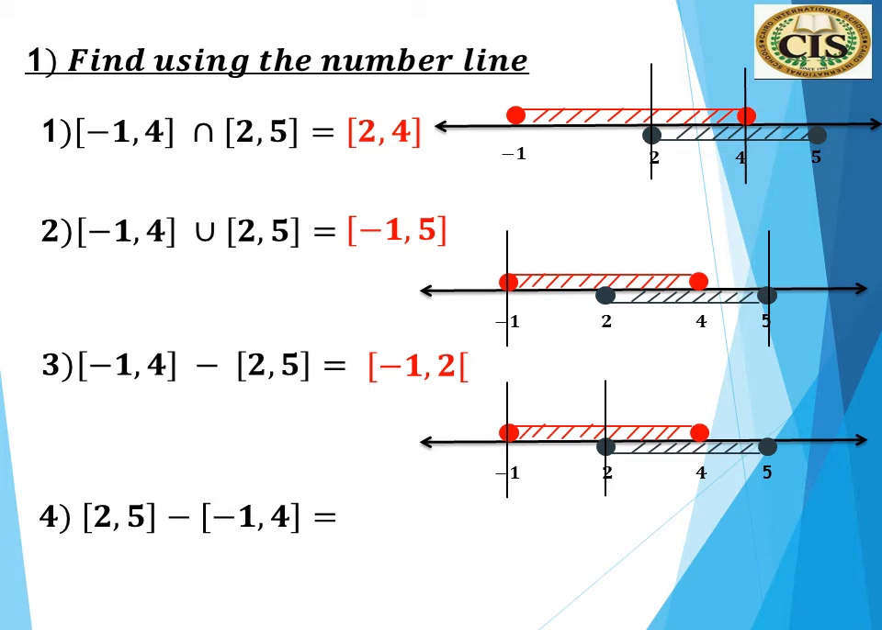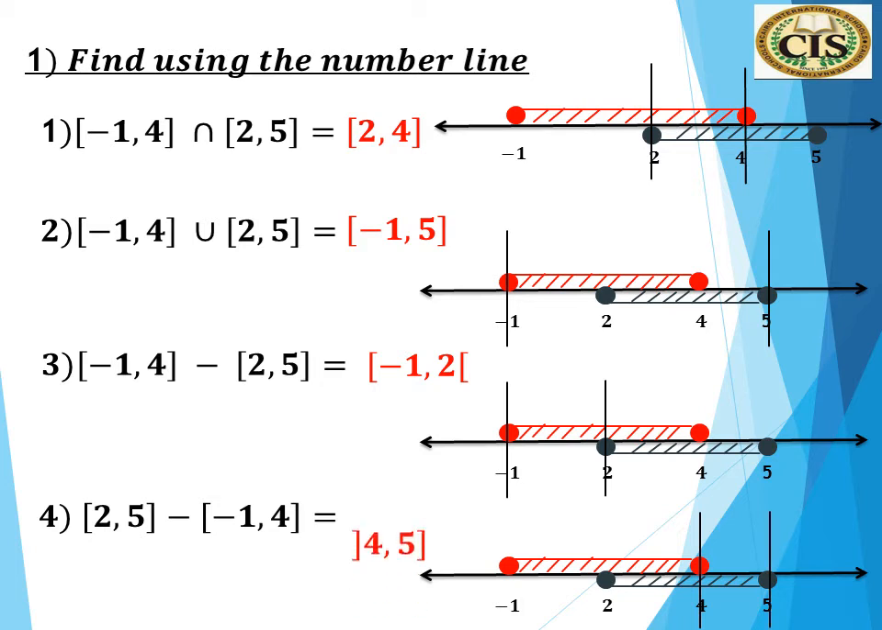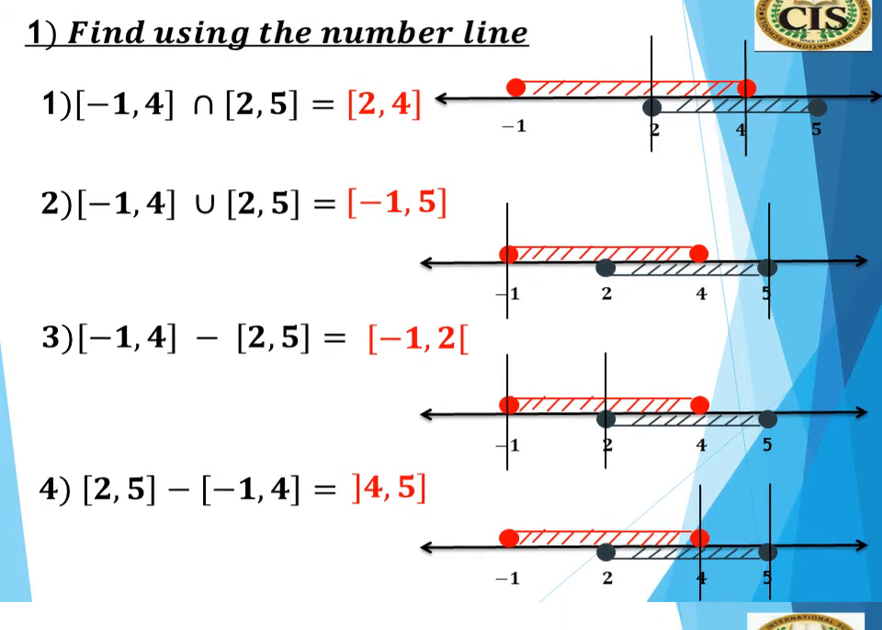The last one, 2, 5 minus negative 1, 4. We want the part that belongs to the first interval and does not belong to the second. It will be from 4 to 5, but here for the closed we change the common numbers from closed to open and from open to closed. So we can write it as 4 open and 5.